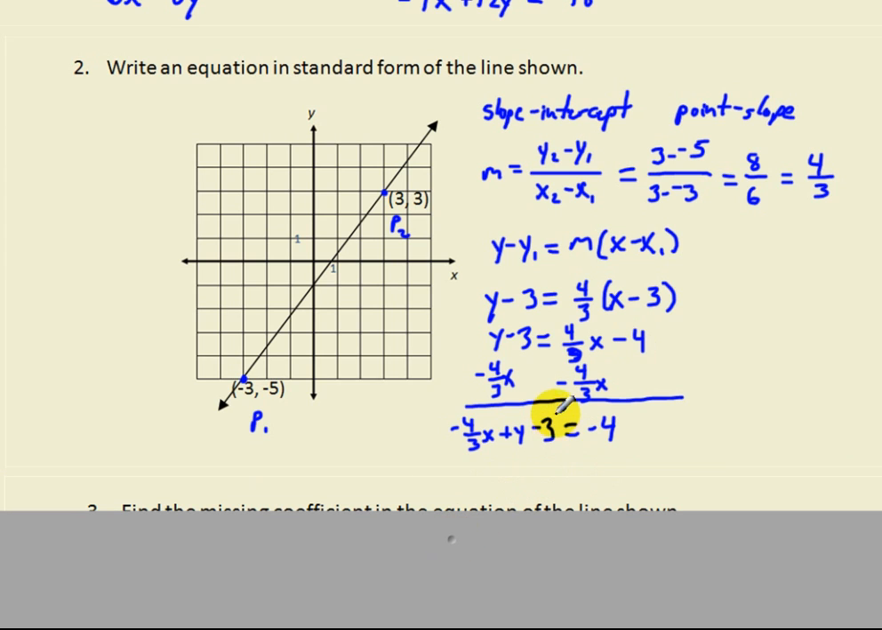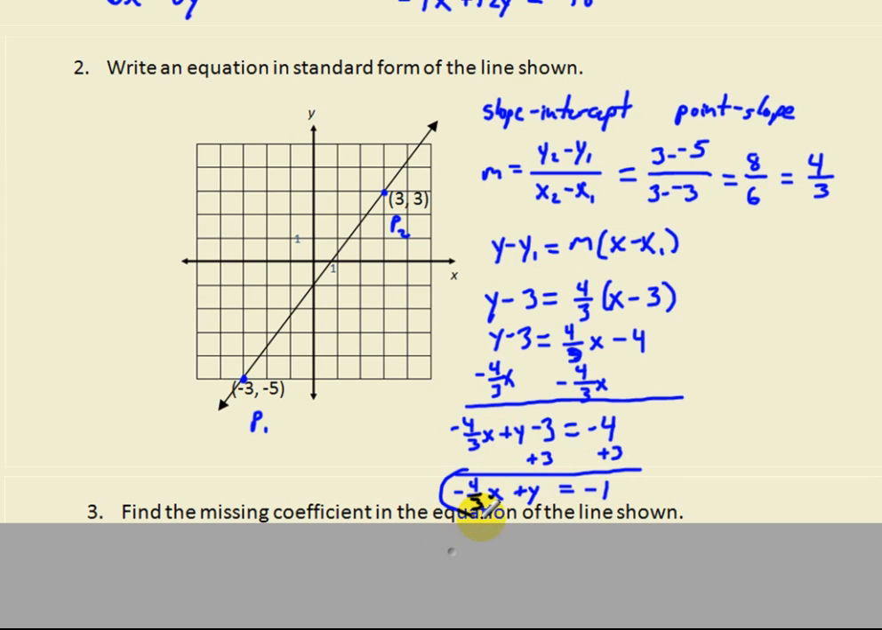And then our last step is we have the x term, we have the y term, we want everything else over to the other side, so I'm going to add 3 to each side, and that will move that last constant over to the right, and we get -4/3 x still, that didn't change, plus y equals, and then -4 plus 3 is -1, and there's our equation. So notice we wrote it first in point slope form, and now we have it in standard form.